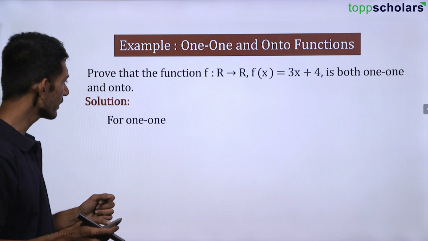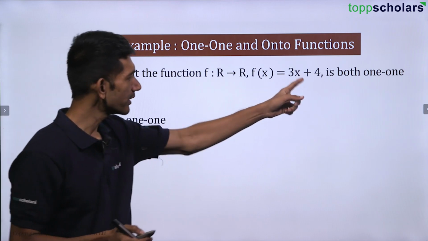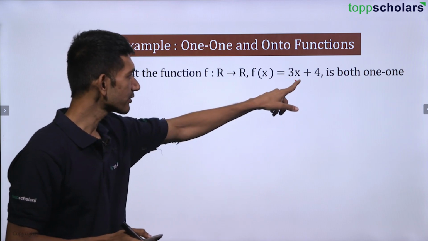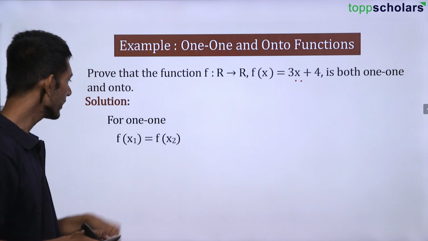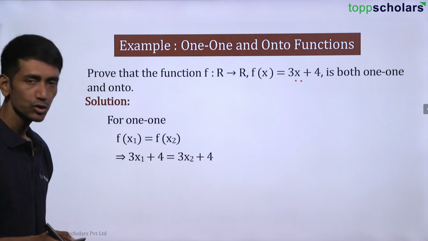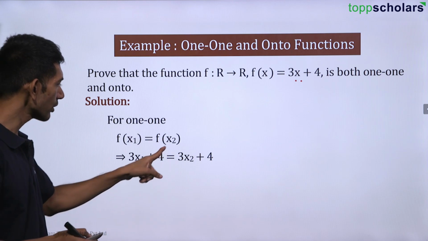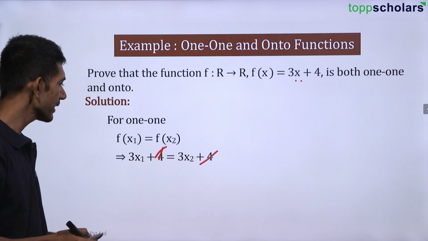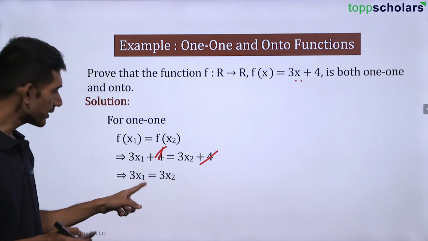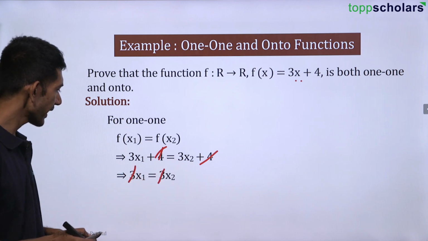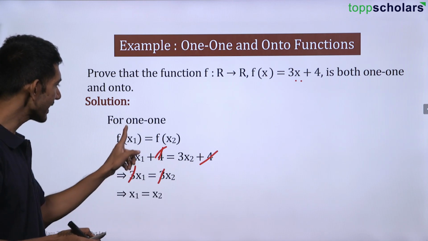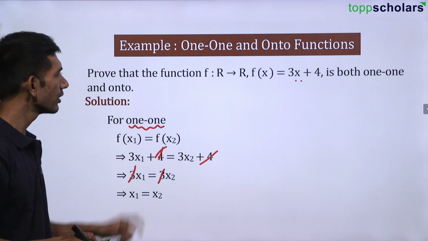So here also for one-one, let us consider f of x1 is equal to f of x2. So instead of x, put x1, instead of x, put x2 on the right hand side. Here, you get 3x1 plus 4 is equal to 3x2 plus 4. You solve this now. How do we solve this? This will get cancelled, right? 3, 3 will also get cancelled. And finally, you will get x1 is equal to x2. Once you get x1 is equal to x2, you can say that this function is one-one.